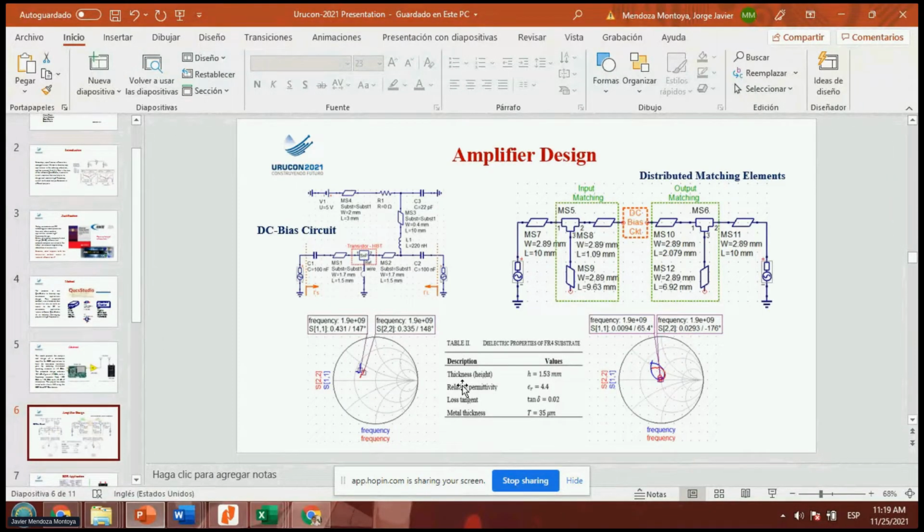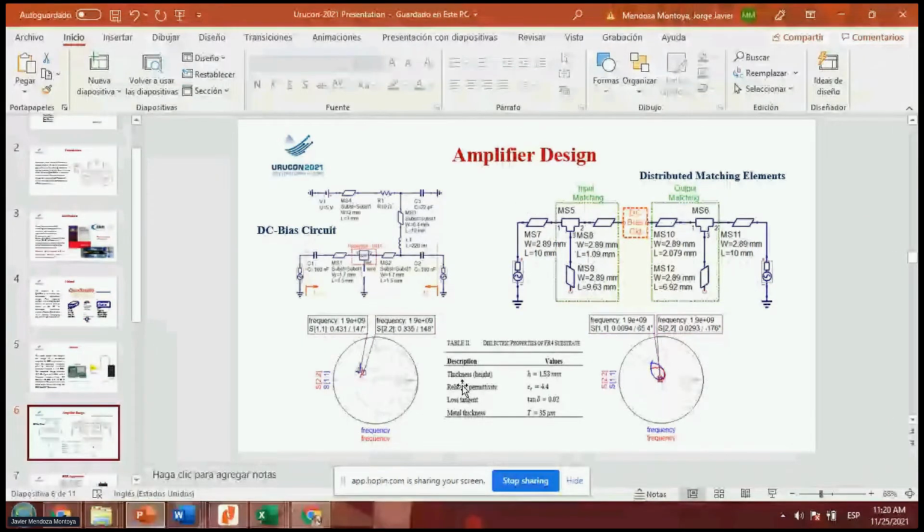We implement this project on a commercial substrate. We use this characterization of the substrate: the thickness, the relative permittivity, the loss tangent, and the metal thickness.